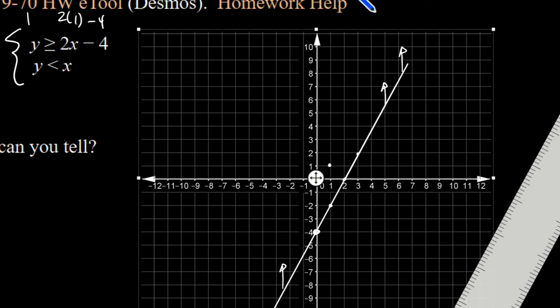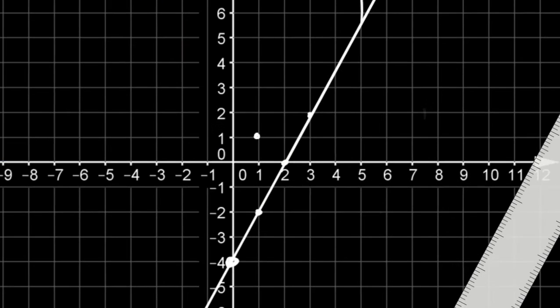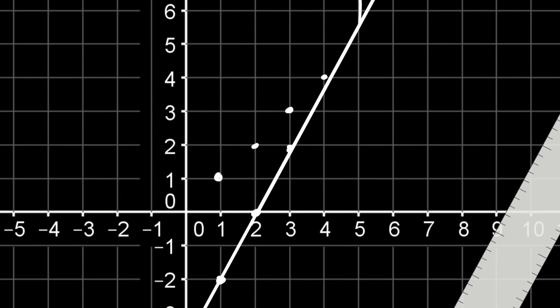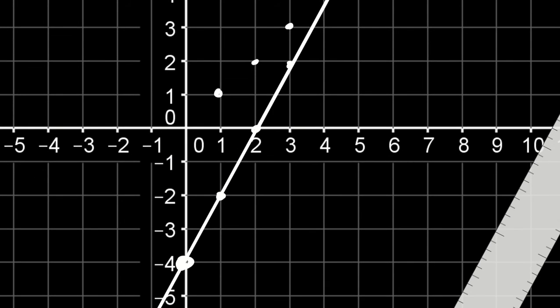The other one is y's are less than x. Well, y equals x is fairly easy to graph, right? In fact, the point (1, 1) is a point on that graph, as is (2, 2), (3, 3), (4, 4), (5, 5), and (-1, -1), and (-2, -2), all of those.